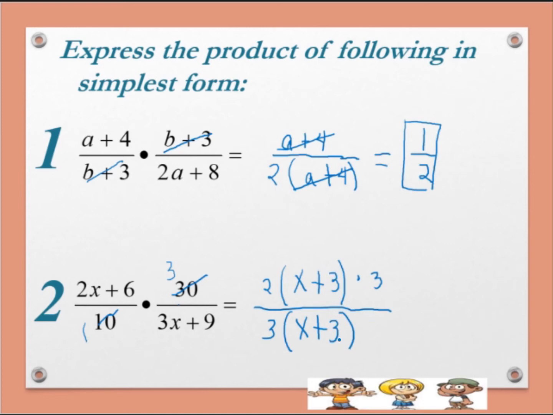Now, before we get our product, we look for the common factors again. We have the common factors x + 3 divided by x + 3 is equal to 1. Another common factor is 3 divided by 3 is also equal to 1. So what's left in the numerator is 2, and what's left in the denominator is 1. 2 divided by 1 is simply equal to 2. Our final product will be 2.